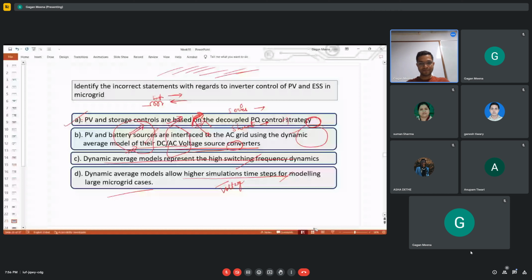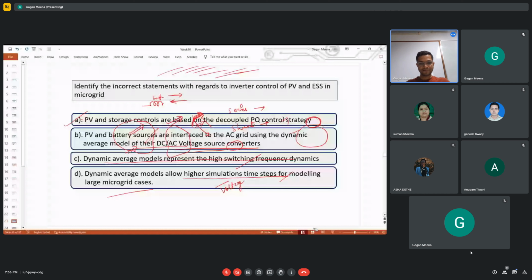So to avoid this, what is the answer? The answer will be C is not correct. D is correct, and A, B, D. This is the answer. Oh, sorry, incorrect was asked. So C is the answer.